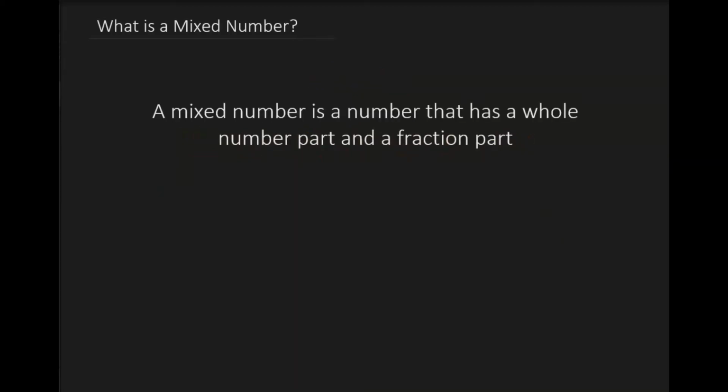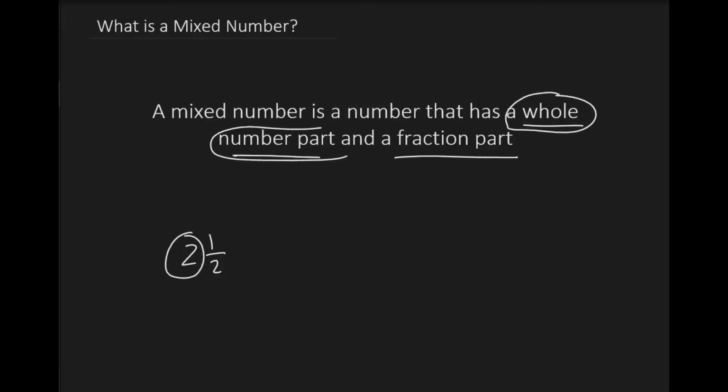So, what is a mixed number? A mixed number is a number that has a whole number part and a fraction part. So an example of this would be 2 and 1/2. And why? Because we have a whole number, like it says in the definition, and we also have a fraction. It also says that in the definition.